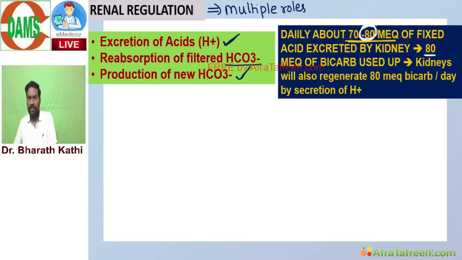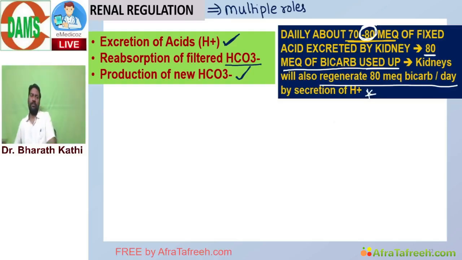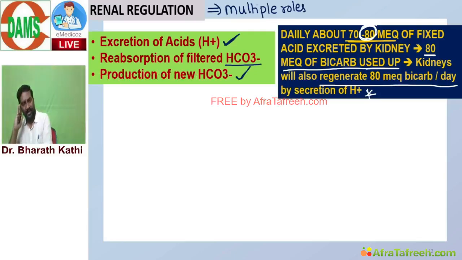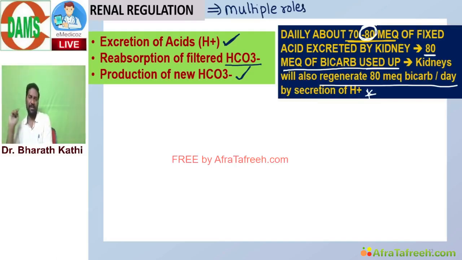Let us say about 80 milli equivalents of bicarbonate is used up for this fixed acid. Because 80 milli equivalents is used for this fixed acid, your kidneys will also generate 80 milli equivalents of bicarbonate per day by secretion of H+. Your kidney is a wonderful organ. It makes sure no bicarbonate is getting wasted in your body. To excrete fixed acids, 80 milli equivalents of bicarbonate is used up, and your kidney again regenerates that 80 milli equivalents.